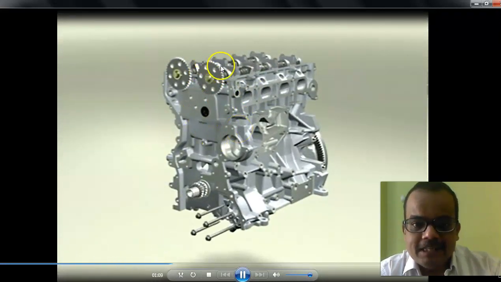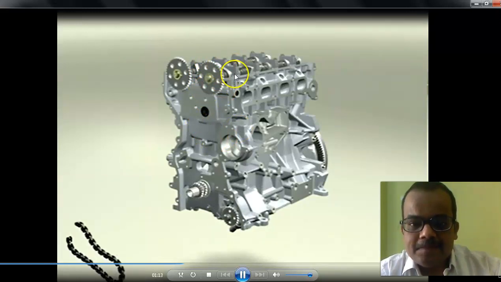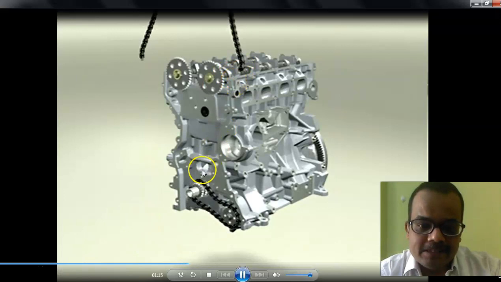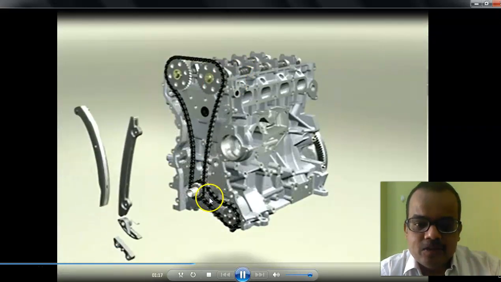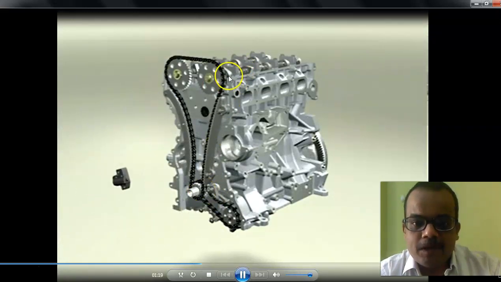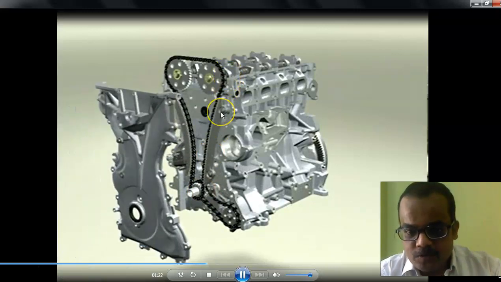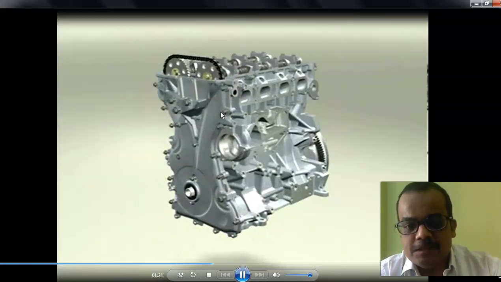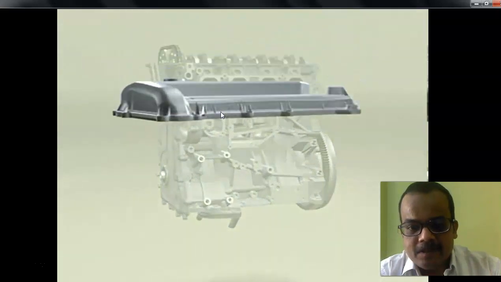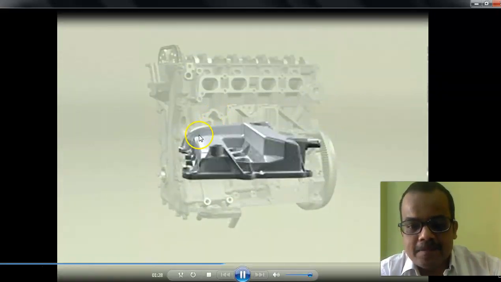Now here you can see the timing chain, and this camshaft is called the overhead camshaft. You can see this is a timing chain through which the crankshaft operates the camshaft. So the camshaft runs at half of the speed of the crankshaft. So the crankshaft powers the camshaft.